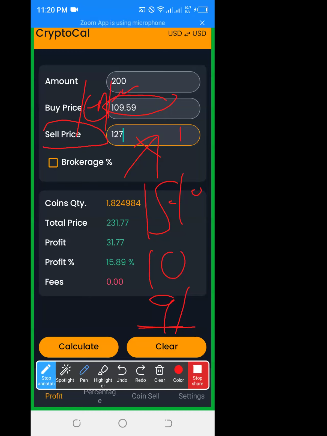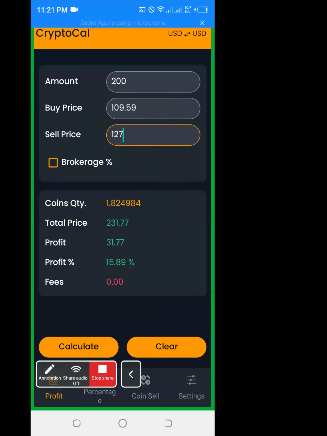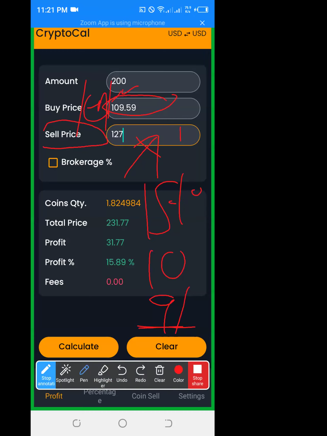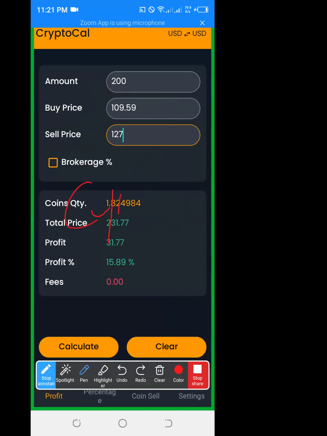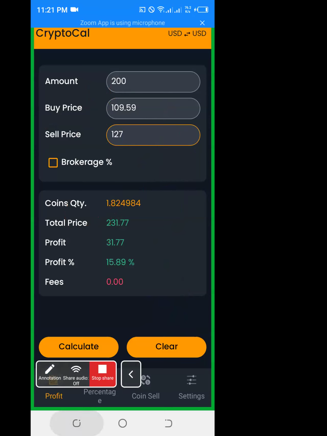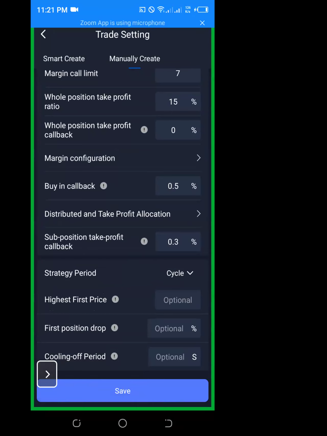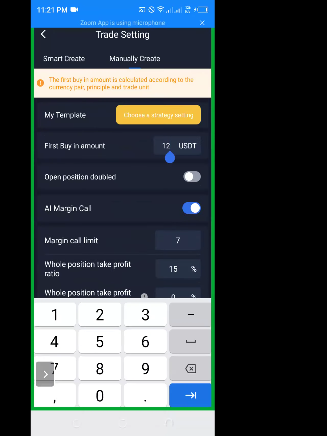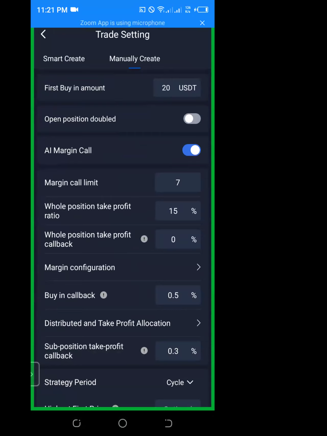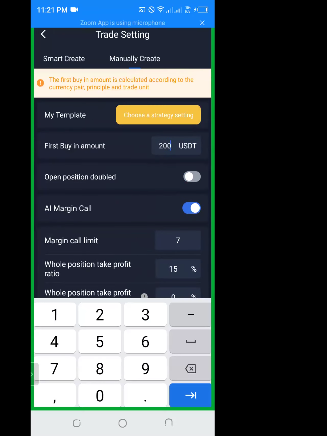Okay, guys, have you understood how to use the calculator? This is what we call a crypto profit calculator. And when you start the robot, maybe I've invested $200 here. People always ask me, Leader Lawrence, what's the meaning of quantity?